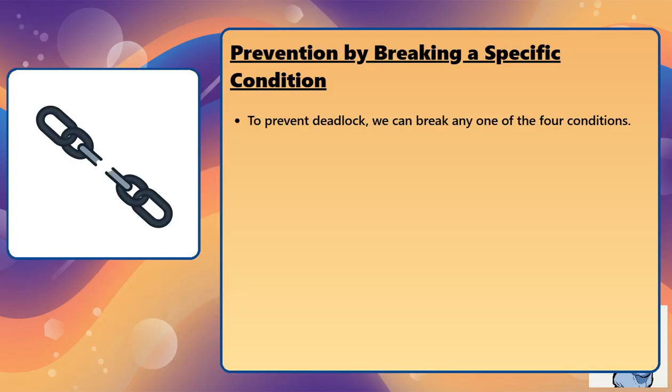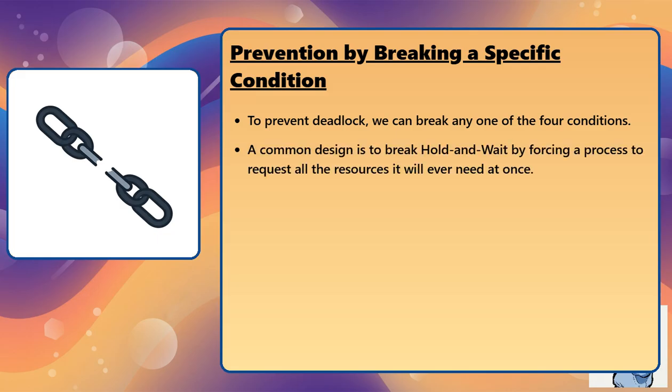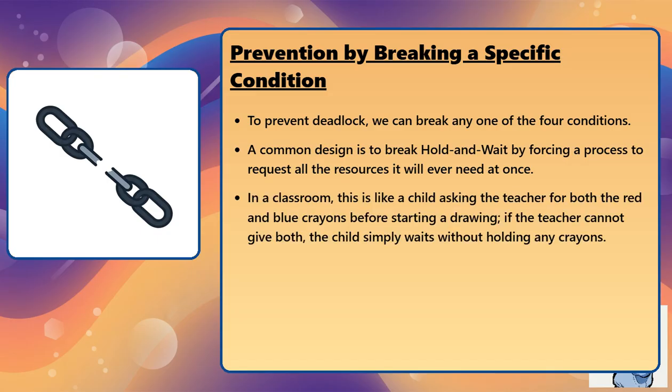To prevent deadlock, we can break any one of the four conditions. A common design is to break hold and wait by forcing a process to request all the resources it will ever need at once. In a classroom, this is like a child asking the teacher for both the red and blue crayons before starting a drawing. If the teacher cannot give both, the child simply waits without holding any crayons.